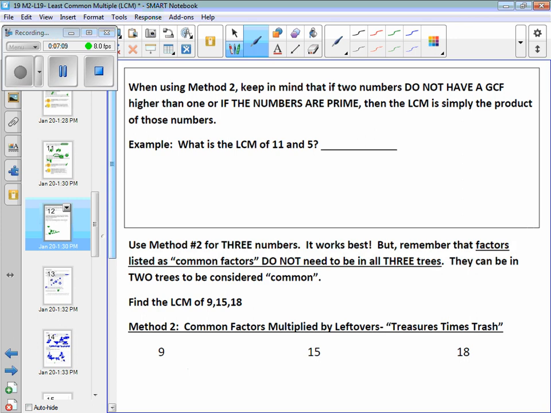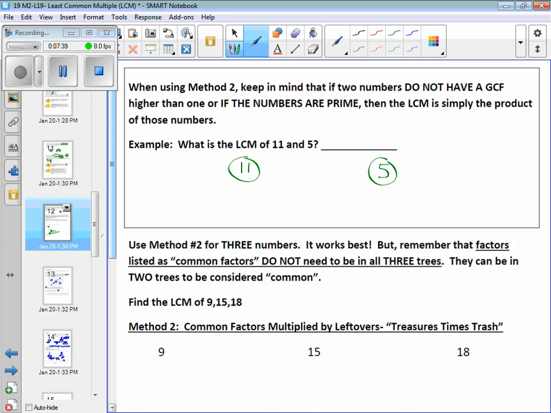So technically, if I make a tree for 11 and make a tree for 5, no branches from 11, right? I got to circle it because it's prime. No branches out of 5 because it's prime. I got to circle it, right? What's common in both trees? No, what common factors are in both trees? 1, right? Which we don't really care about. Nothing else other than 1. So there's nothing to cross out, right?